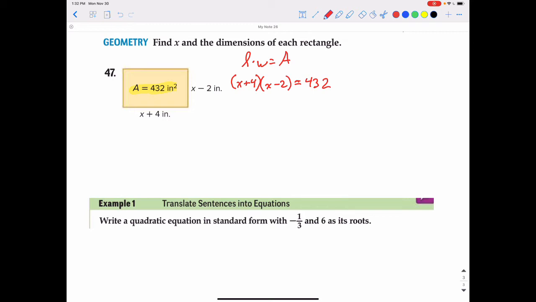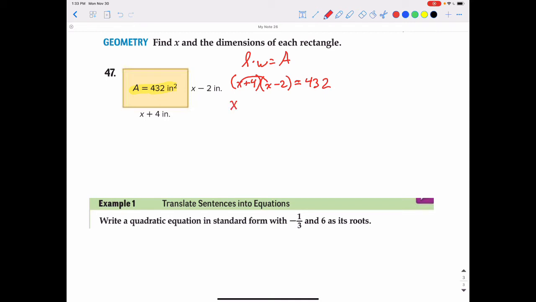So it is very tempting to just set both of those parentheses equal to 432 and try to solve it. Except remember that the only way that factoring works, and this method works, is if it's set equal to 0. And this is clearly not set equal to 0. So we just can't set x plus 4 and x minus 2 equal to 432. So what we have to do on this one is multiply x plus 4 and x minus 2 together, move the 432 over to the left side so it is set equal to 0, and refactor. So let's do the double distributive property first.